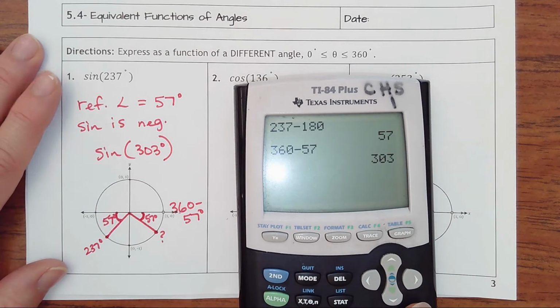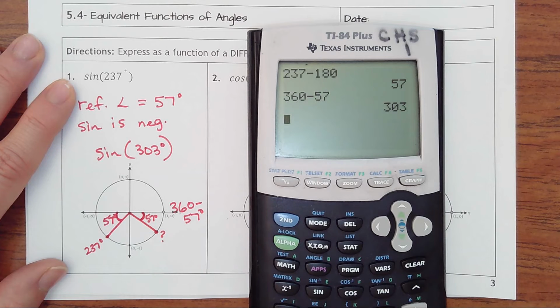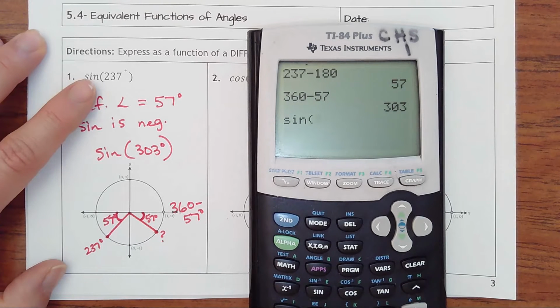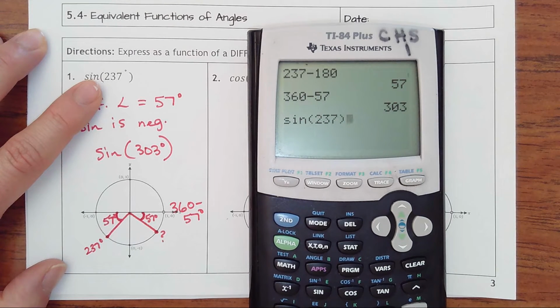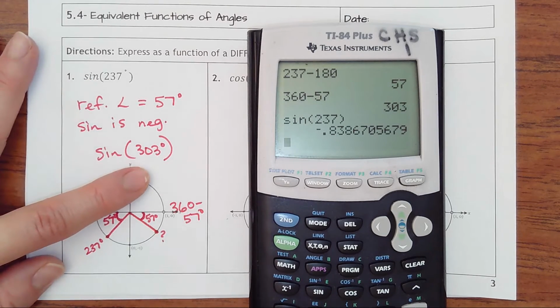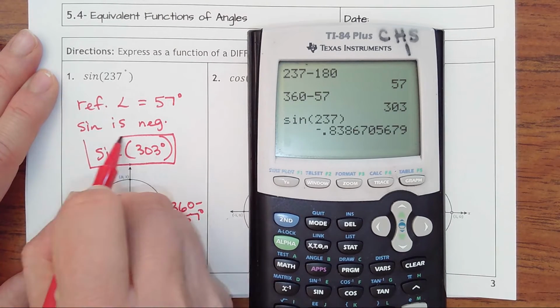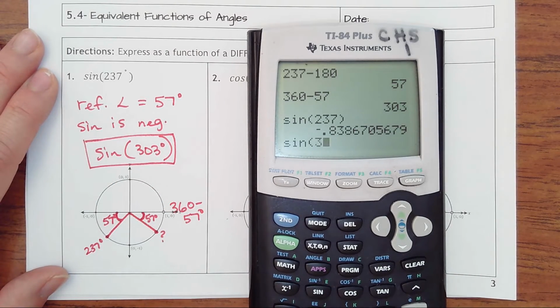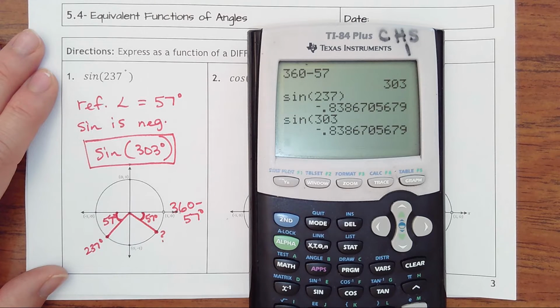Okay. The other thing you could do to check is put in sine of 237. See what decimal it gets. See how it's negative 0.83867, on and on and on. And then check what we just came up with, sine of 303. And see how it's the exact same thing.